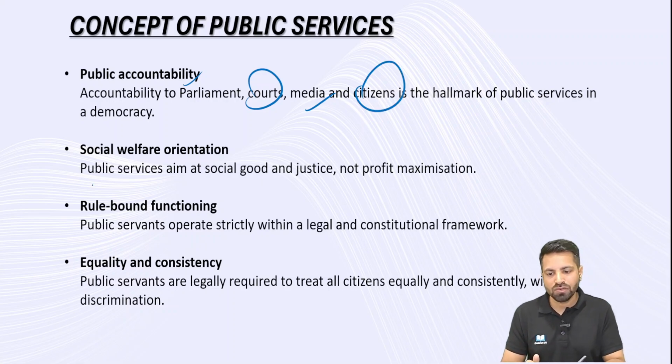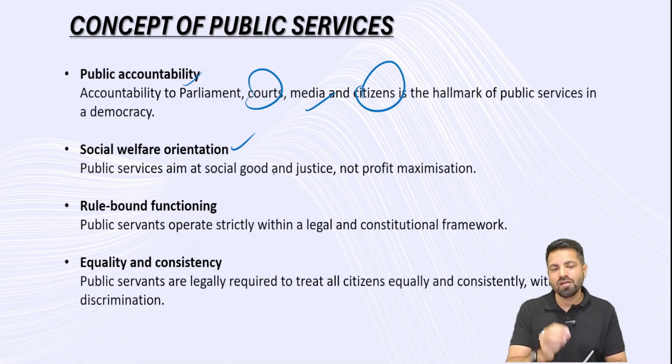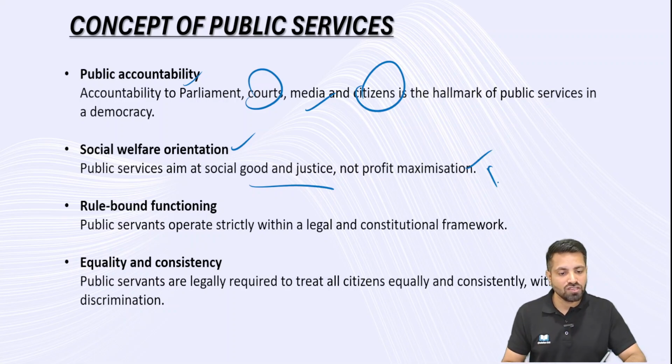Next, social welfare orientation. See, the ultimate objective of public services is the welfare of the people, the public interest. So they aim at social justice, they aim at social good. It's not profit maximization. Profit maximization is with respect to private institutions or private entities, and with respect to public services it is not about profit maximization. And then rule bound function, where you know there is an accountability factor.